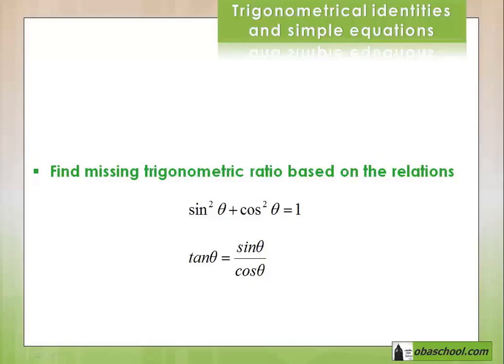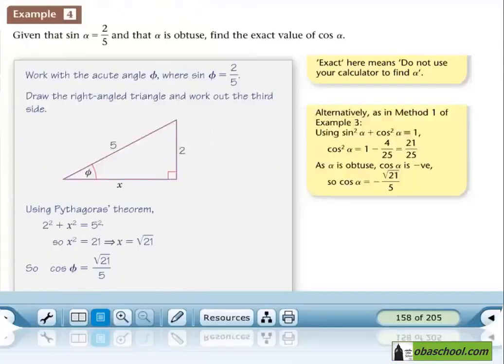We are going to find the missing trigonometric ratio based on the relations. Look at this example. Given that sine alpha equals 2 over 5 and that alpha is obtuse, find the exact value of cosine alpha. As you can see in the book, they used the method of the right angled triangle. We will also do this method and see the alternative method as well by using trigonometrical identities.